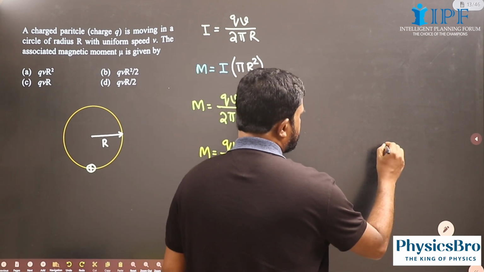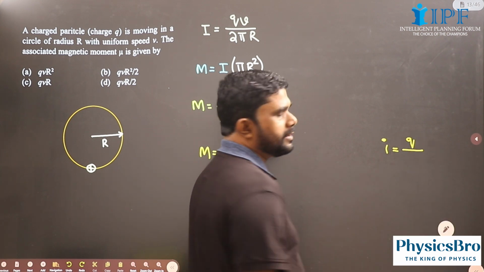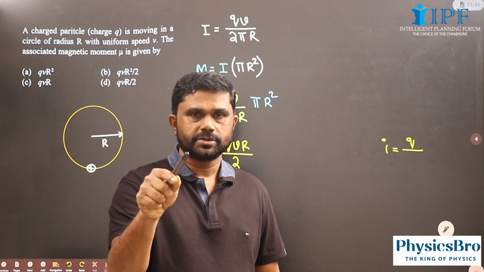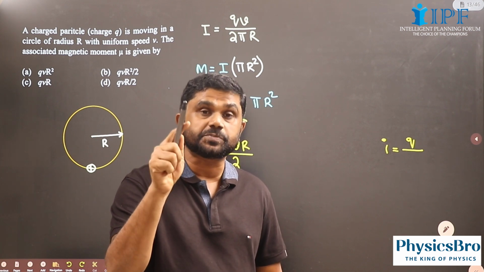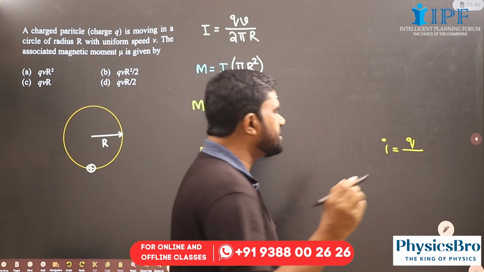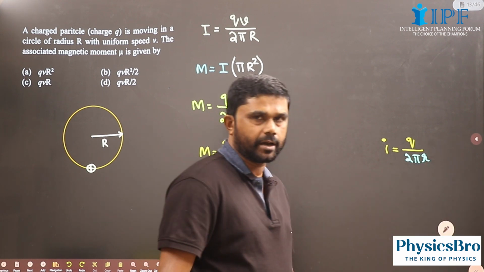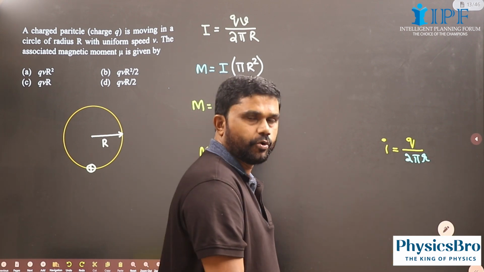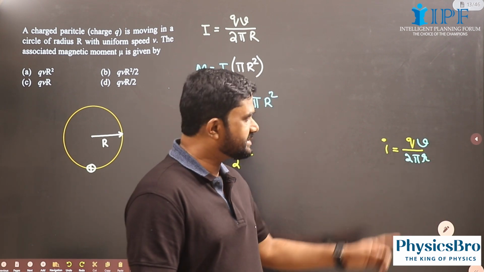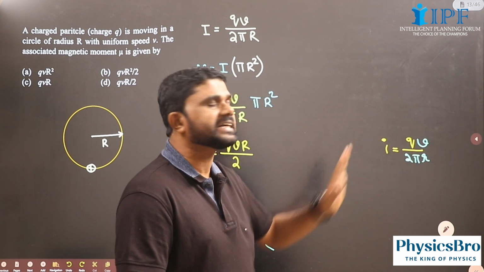So the current I is actually Q divided by period. Period means the time for one revolution. As the particle is moving with constant speed, time is actually distance by speed. And what is the distance in one revolution? It is 2 pi r. So 2 pi r divided by v. That v in the denominator will go to the numerator. So this is the current.